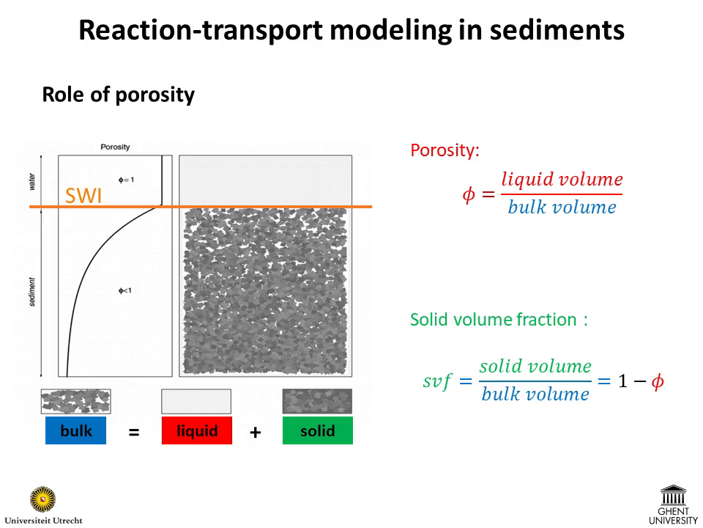As follows from the definition, porosity is a relative measure. Thus, in principle, it has no units. However, it is much better to consider porosity as a parameter with the following units: cubic meter of pore water per cubic meter of bulk. Consequently, the solid volume fraction, which is calculated as 1 minus porosity, is in the units of cubic meter of solid per cubic meter of bulk. We will see the benefit of this later when we formulate transport fluxes and process rates.